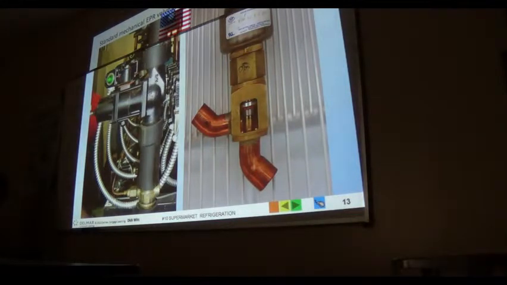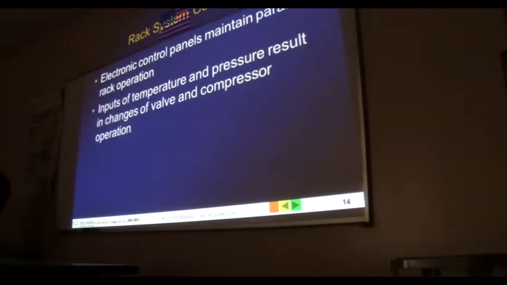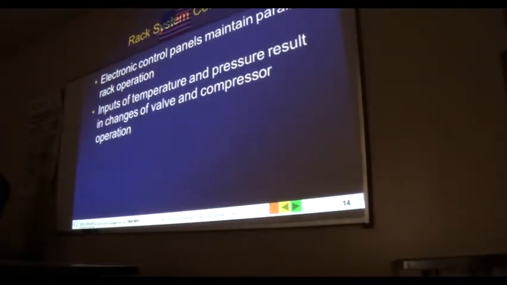Notice I'm doing a review on everything now. Rack system, electric console.